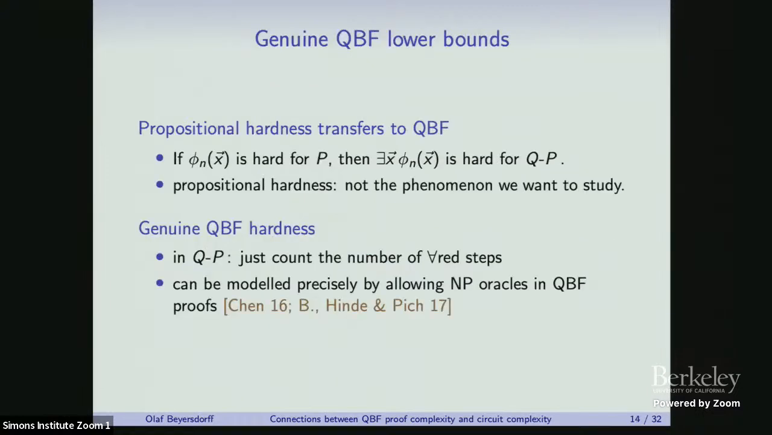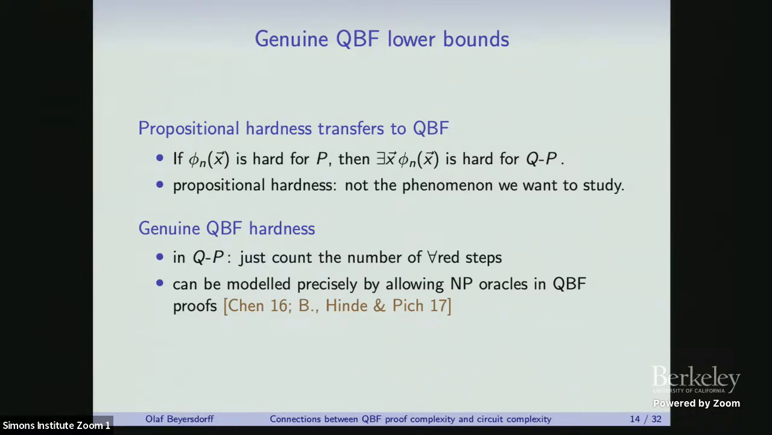So one observation is that propositional hardness immediately transfers to this setting. If you have a formula phi, which is hard for P, then if you just existentially quantify it, it will be hard for QP for trivial reasons, yeah? Because there aren't any universal variables here. So you can't use universal reduction. The only thing you can use is rules from P, and then you immediately transfer any of the lower bounds. But this is perhaps not really what we are interested in.